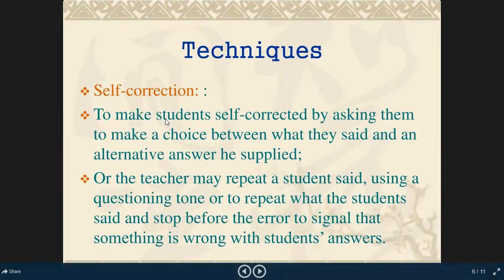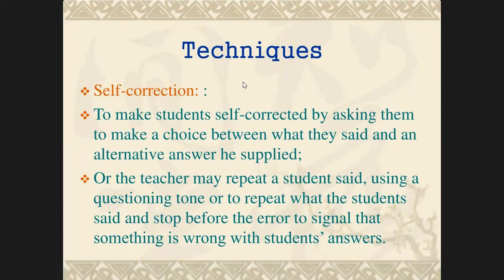To me, students self-correct by asking them to make choices between what they said and an alternative answer supplied. It means like, what is this based on? And the students say, for me, it is based on that. Okay, maybe you're going to give them the choice to answer on their own, but maybe he or she is wrong. But it is acceptable because you say, I like when you're participating in my class. Giving choices, okay? Giving options, giving opportunities.